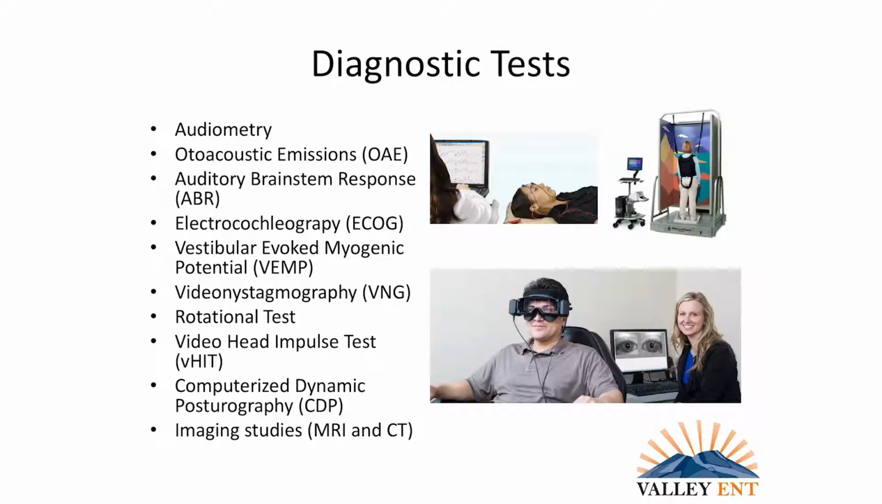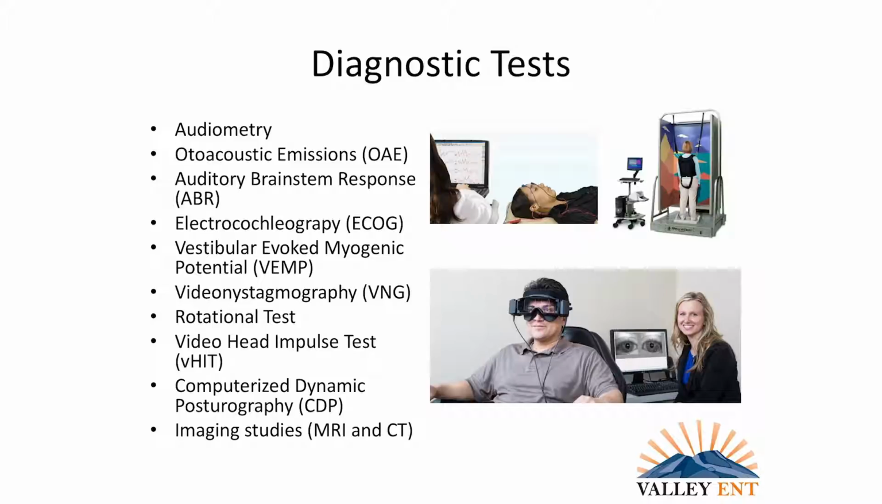Rotational chair testing complements the caloric irrigations, again looking for the symmetry between the 2 vestibular systems. However, it tests higher frequencies, quicker head movements, and at greater sensitivity. The video head impulse test, again, complements the caloric irrigations and rotational chair testing. However, it starts to incorporate the different canals. The first 2 are limited to the horizontal canal, whereas the vHIT stimulates the anterior and the posterior canal.